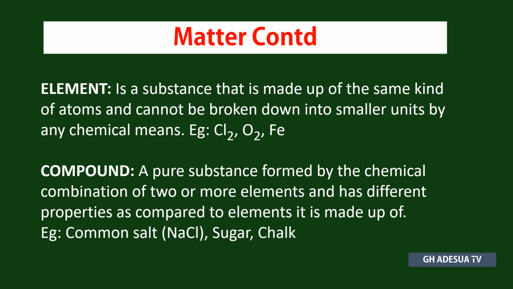Then when we talk about a compound, it is a pure substance formed by the chemical combination of two or more elements. So when two or more elements come together, they form a compound. It is a pure substance formed by the chemical combination of two or more elements and has different properties as compared to the elements it is made up of.